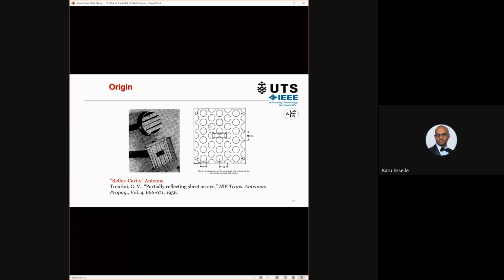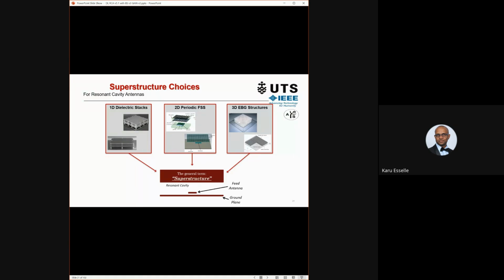And these are some of the other sheet configurations he used. Metal sheet to make it partially reflecting, partially transmitting. And he got this reflex cavity antenna. That's the first resonant cavity antenna, as far as I can find. Okay. So what happened afterwards?